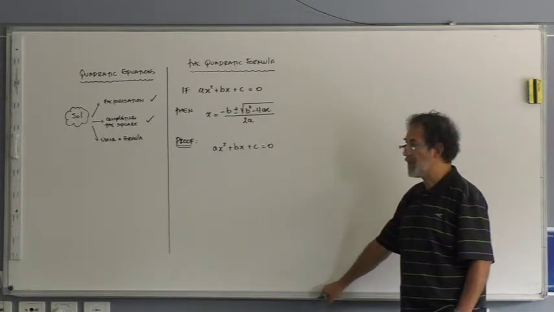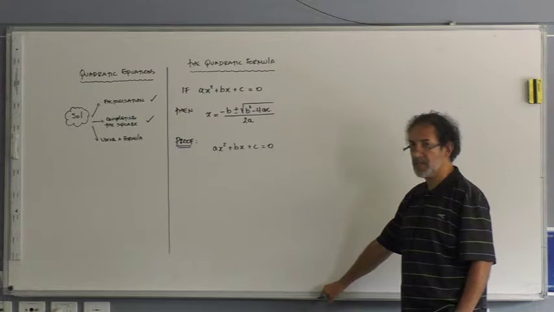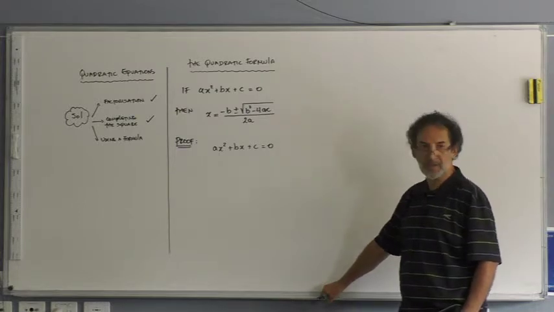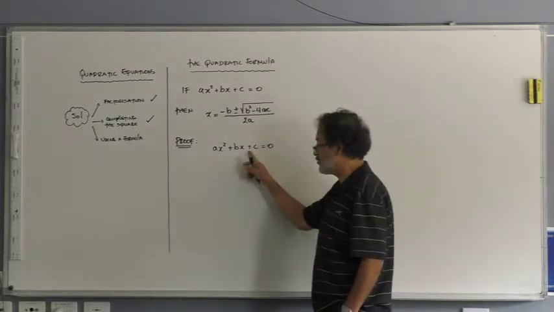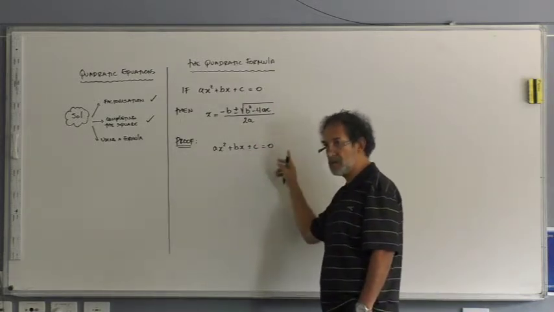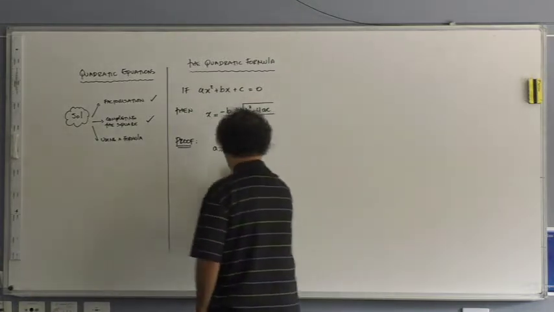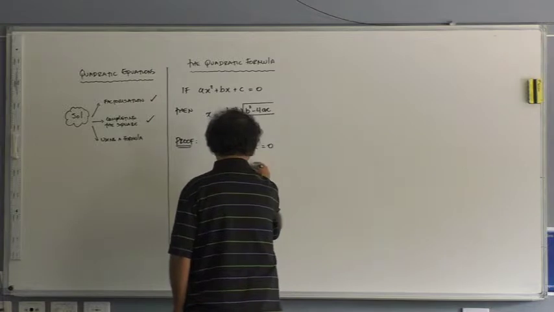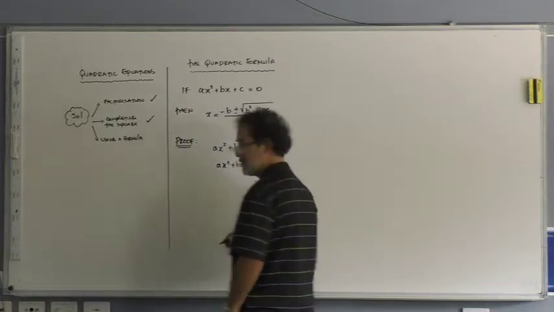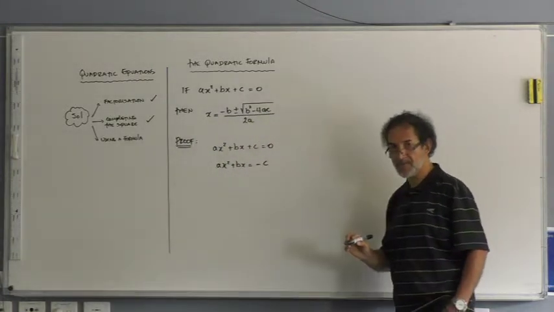And then we are going to do what we did before when completing the square. Remember that I said the first thing that you have to do is move the constant to the other side? Let's do that. So we're going to say ax squared plus bx is equal to negative c. Are you happy with that?